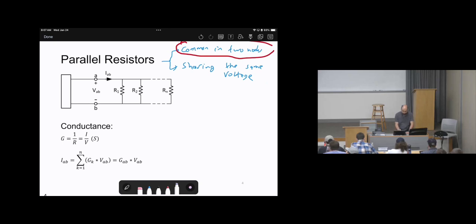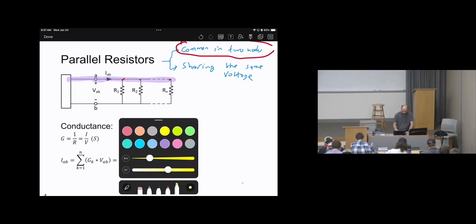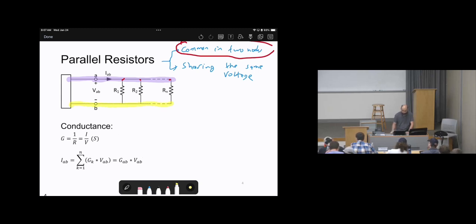So let's label the nodes. This is node A, all of it node A, because there is no elements connected between these points. No elements, they are all sharing one node. Then the other node, which is node B. So we have 2 nodes. So R1 and R2 are common. R1 between node A and B, R2 between A and B, up to Rn between A and B. Since they are all common in 2 nodes, therefore they are sharing, or they are in parallel.